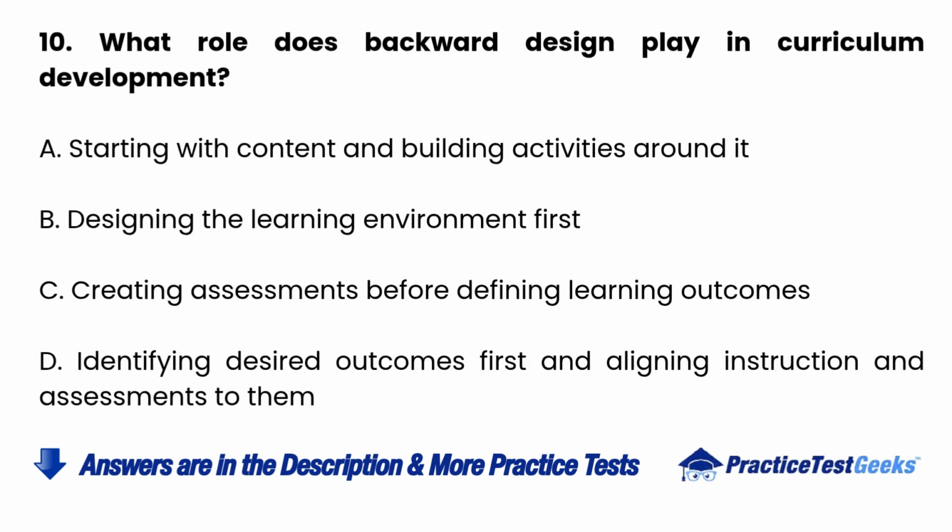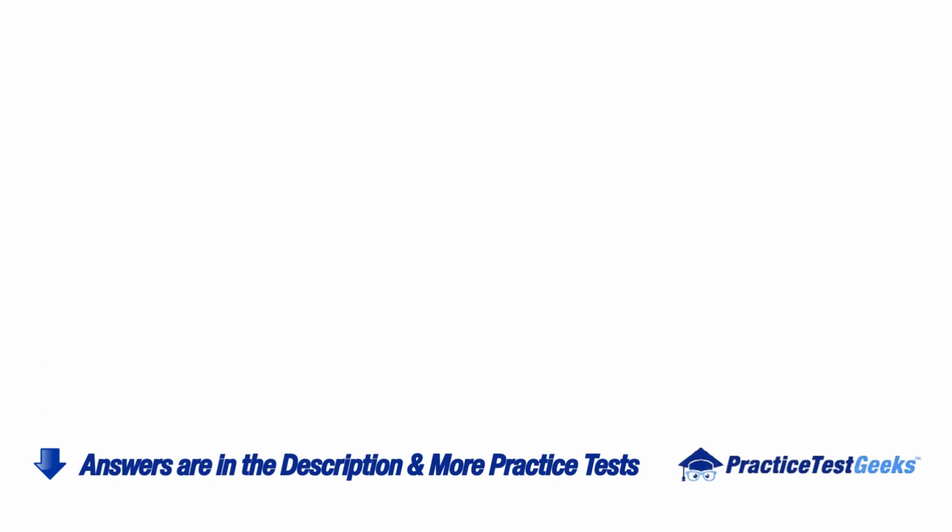10. What role does backward design play in curriculum development? A. Starting with content and building activities around it. B. Designing the learning environment first. C. Creating assessments before defining learning outcomes. D. Identifying desired outcomes first and aligning instruction and assessments to them.